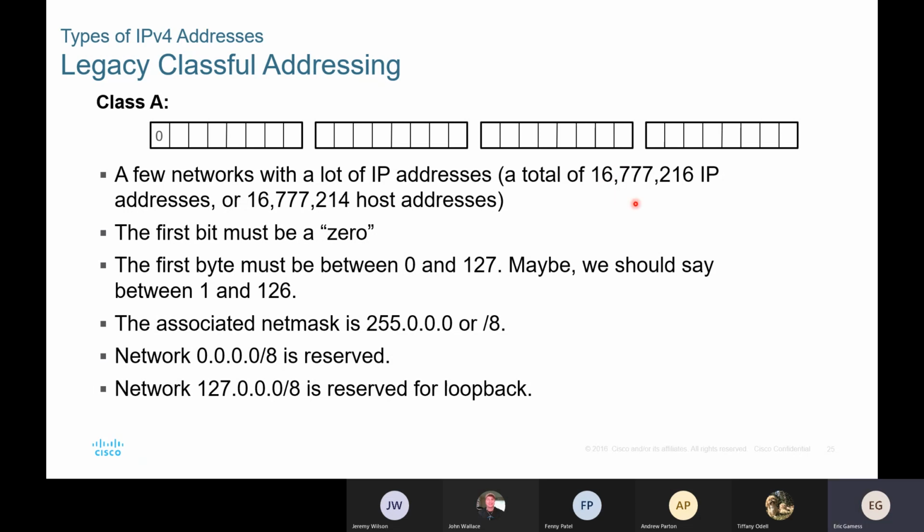Okay, they are very, very huge. So remember, class A, the first bit has to be a 0. And the first byte will be between 0 and 127. So we say here the first byte will be between 0 and 127. And there is something that says maybe we should say between 1 and 126, because this network is reserved, and this network is reserved. This one, we already talked about it.